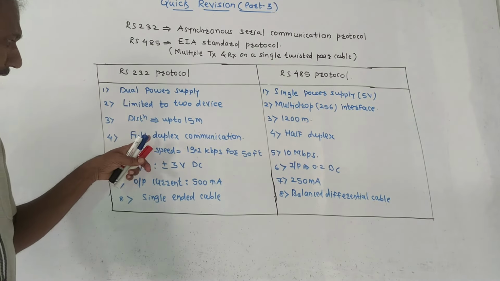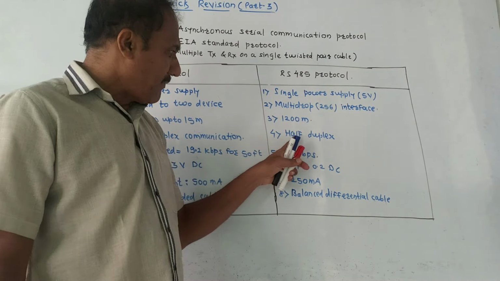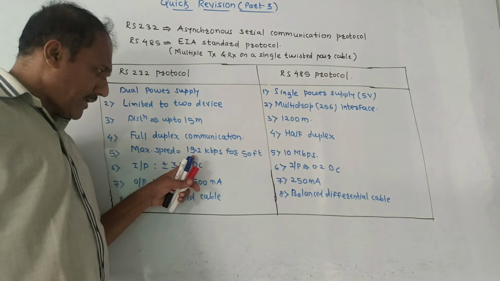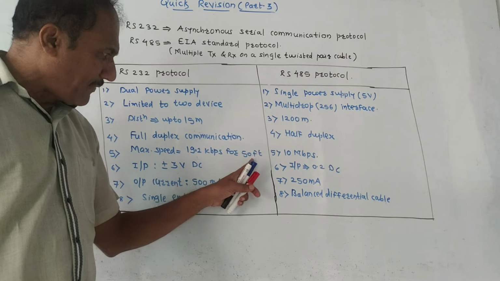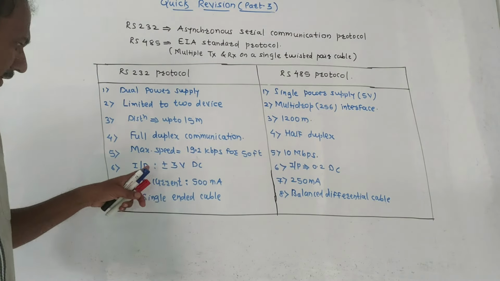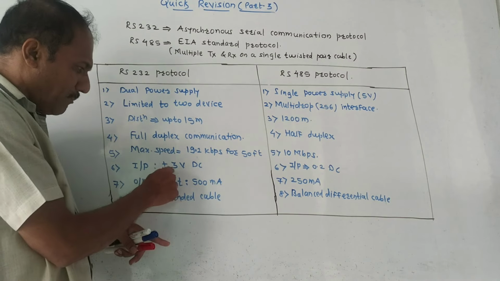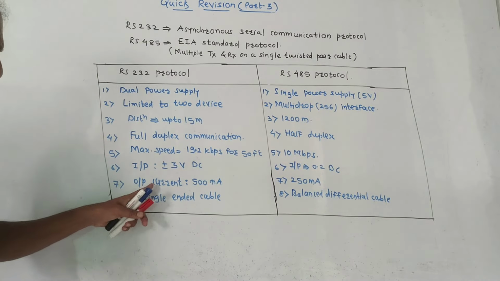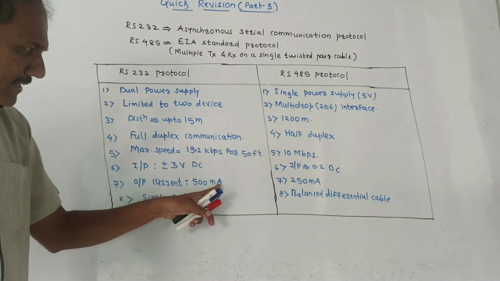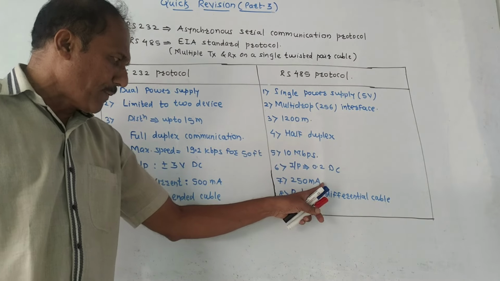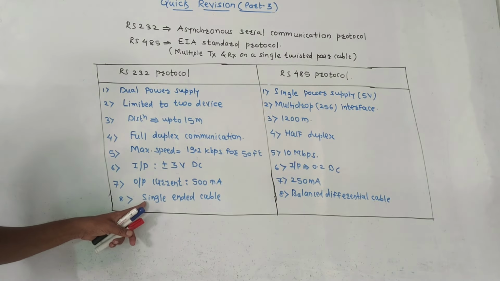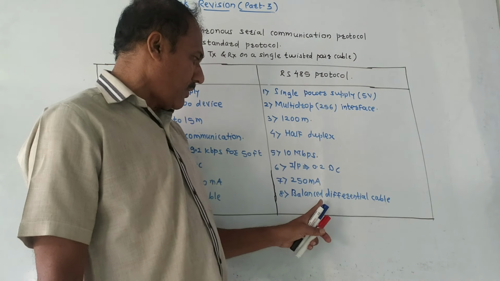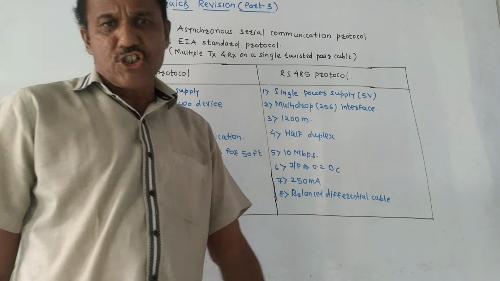Basically, RS-232 is a full duplex communication system, whereas RS-485 is a half duplex communication system. Maximum speed for RS-232 is 19.2 kbps for 50 feet distance, whereas for RS-485 it is 10 mbps. Input voltage levels for RS-232 are plus minus 3 volt DC, and for RS-485 it is 0.2 volt DC. Then output current for RS-232 is 500 milliamperes. For RS-485 it is 250 milliamperes. The RS-232 protocol makes use of single-ended cables, whereas the RS-485 protocol uses a balanced differential cable.